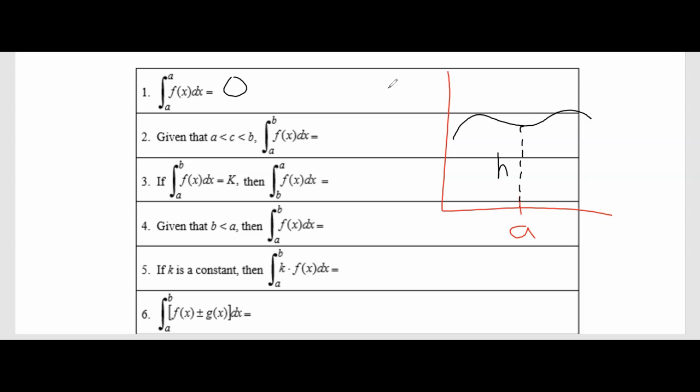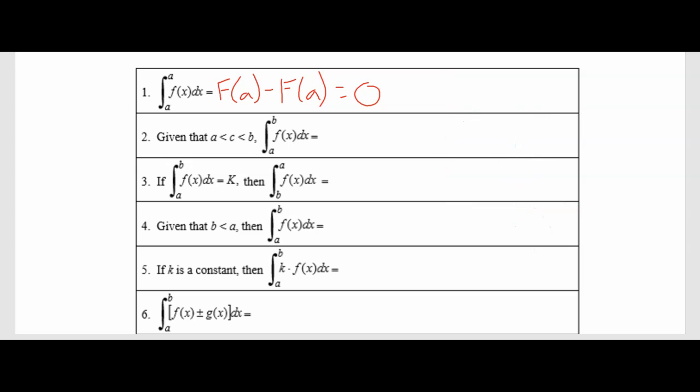Now, that's visually. If I think about this algebraically, using the fundamental theorem of calculus, I would get the antiderivative evaluated at a, minus the antiderivative evaluated at a. Well, anything minus itself is going to be 0. So algebraically, it makes sense why it's 0, and visually, hopefully, it makes sense why it's 0. But the answer to any integral going from the same starting point to the same ending point is going to be 0. Let's take a look at the second one.